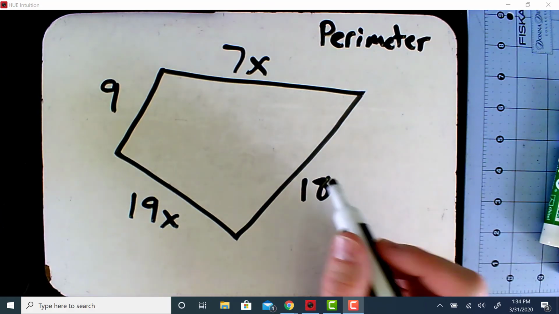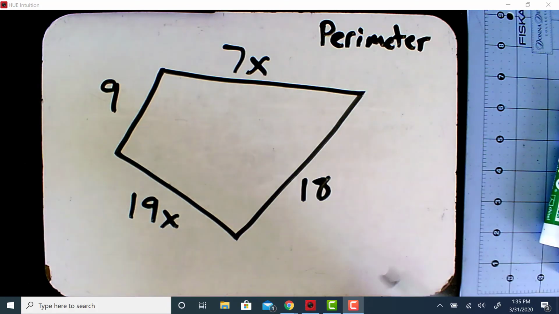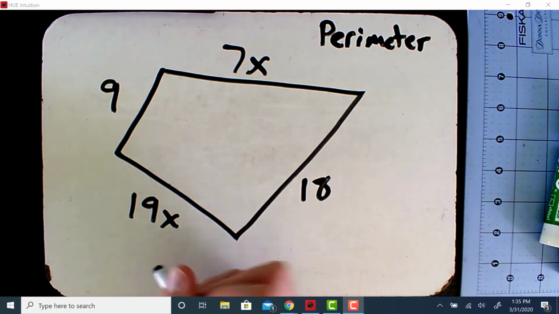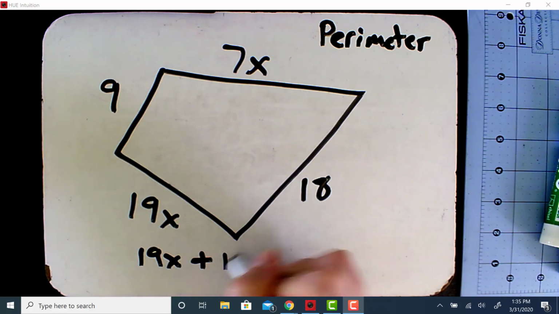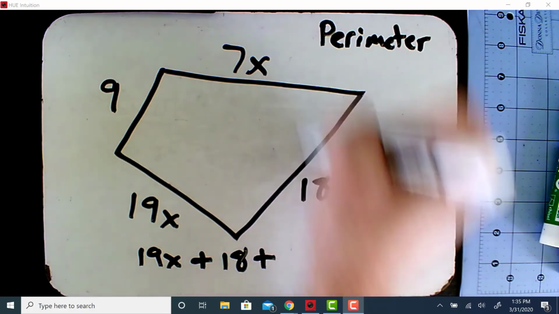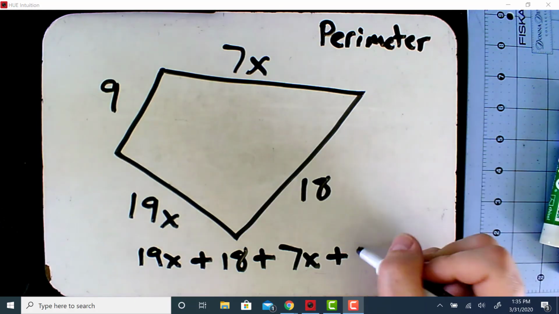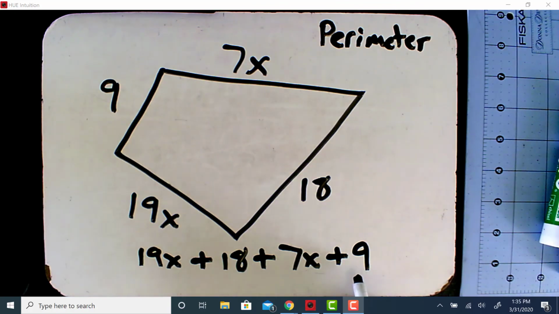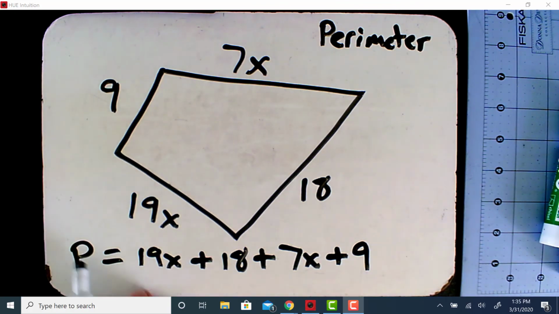Now, perimeter is found by adding up all of the sides and putting them together. So I could write an expression for it. My expression would look something like this: 19x plus 18 plus 7x plus 9. Now I've got an expression to represent my perimeter. I could say P or perimeter equals 19x plus 18 plus 7x plus 9.